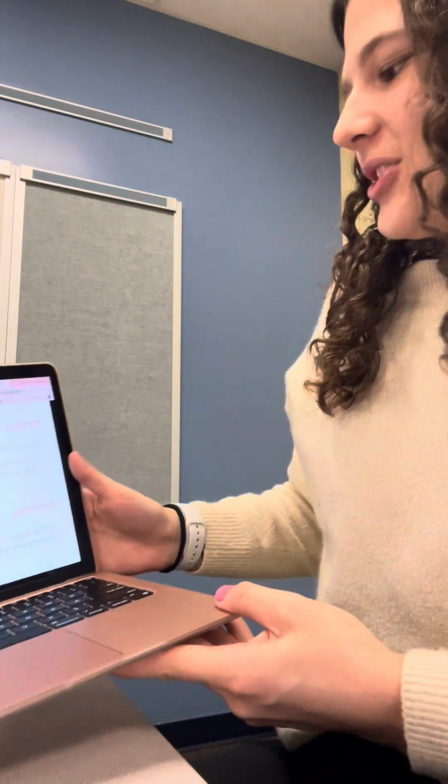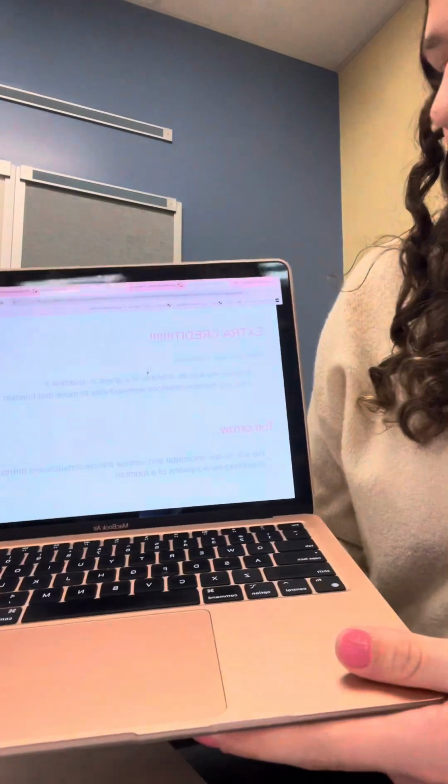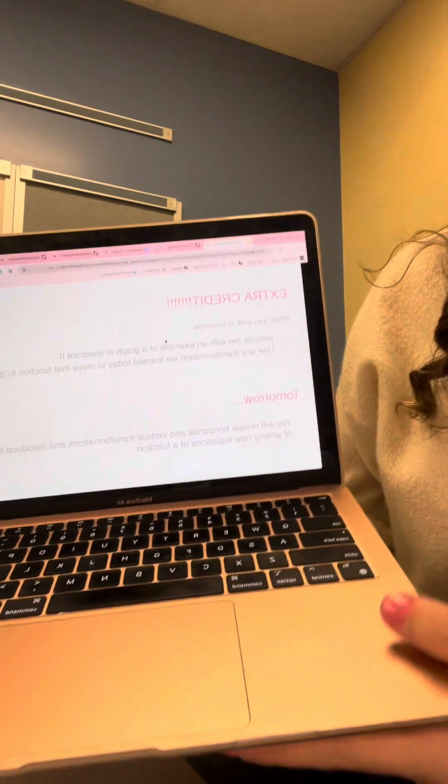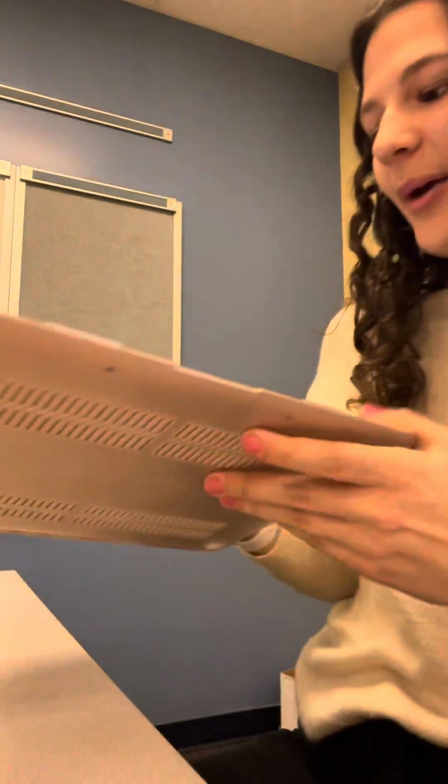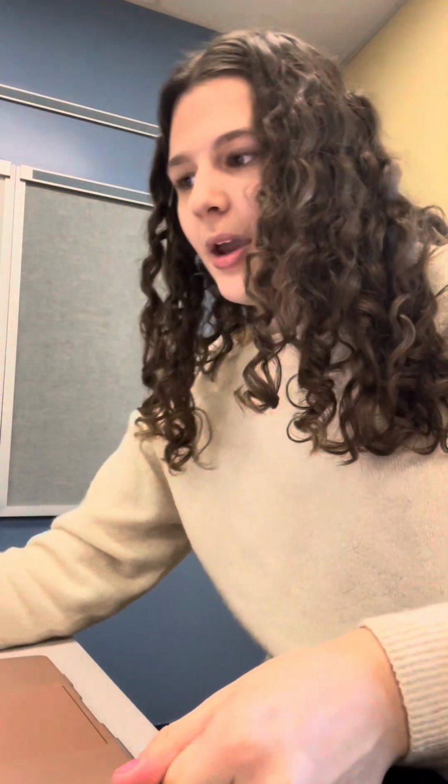And then just to wrap it up, I'll tell them tomorrow we're going to review our transformations, and then we're going to introduce the concept of writing the new equation of a function, which is why it was on that journal.